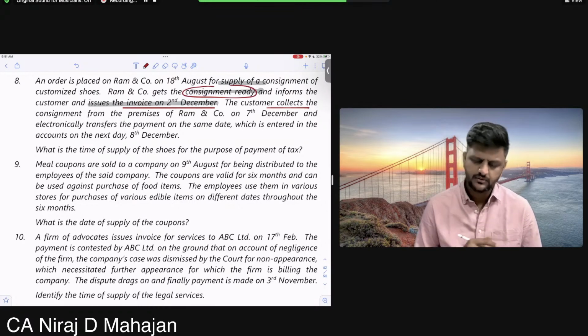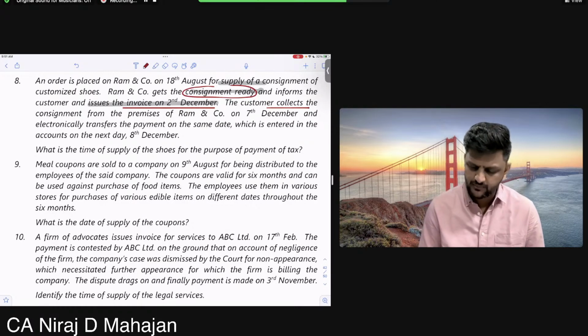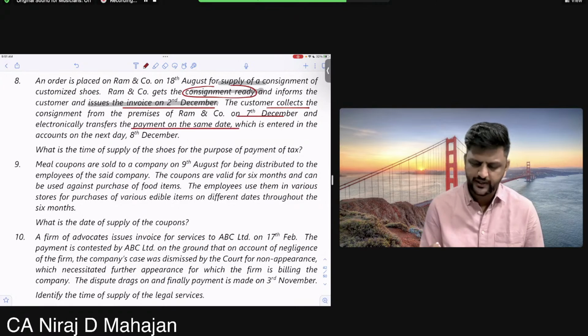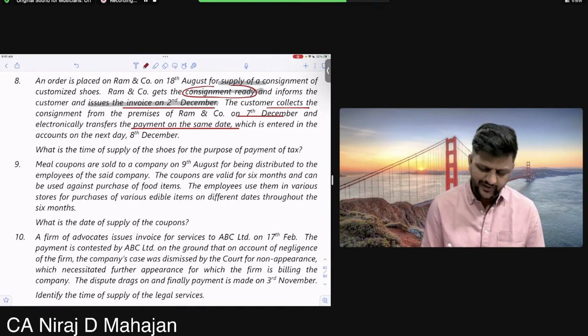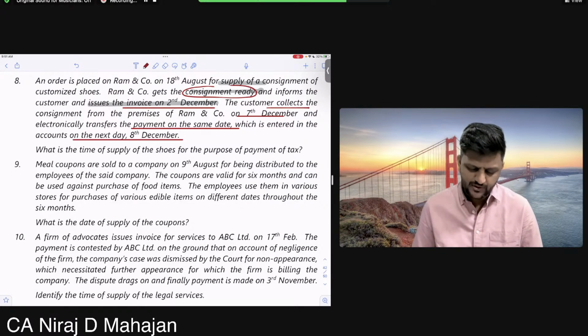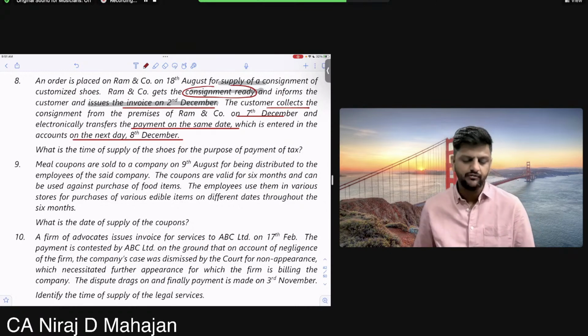The customer collects the consignment from the premises of Raman on 7th December and electronically transfers the payment on the same date. Payment is what, children? 7th December, which is entered in the accounts on the next day, 8th December. What is the time of supply for shoes for the purpose of payment of tax?